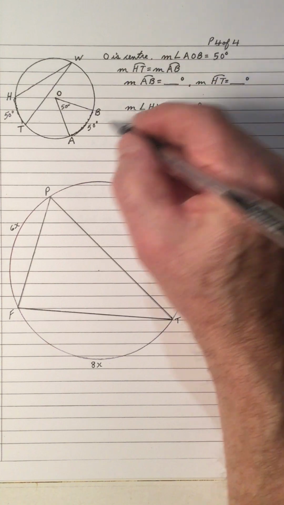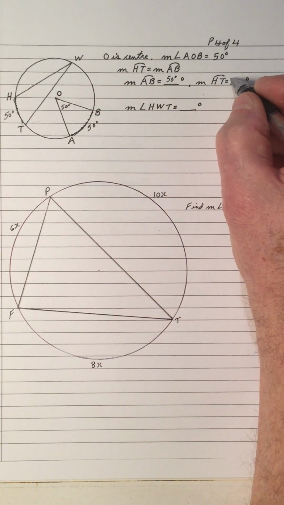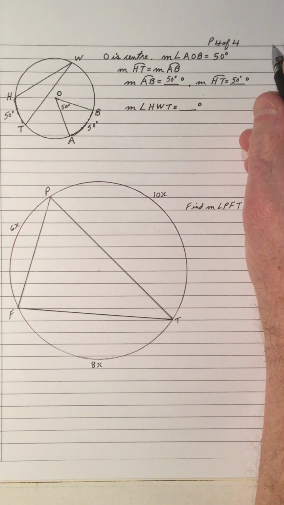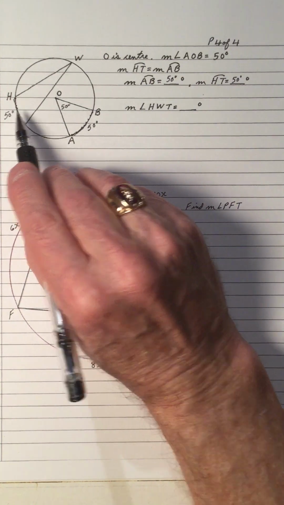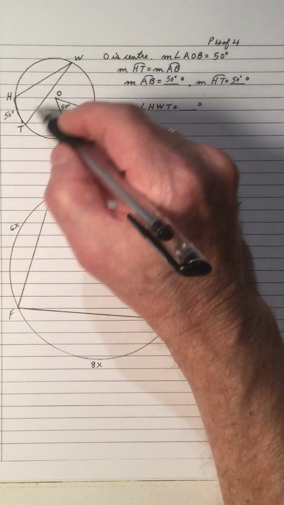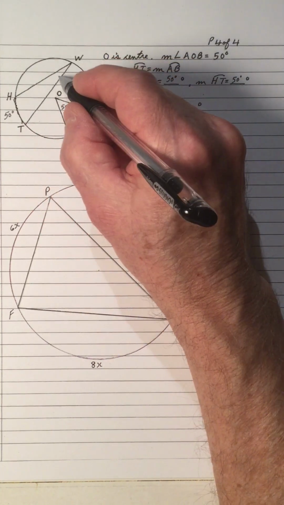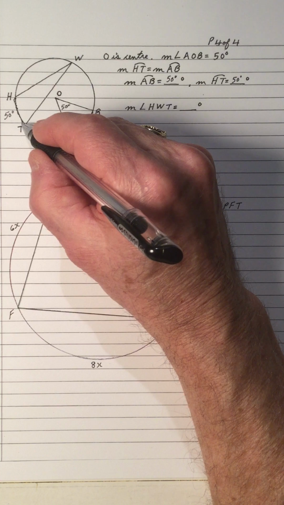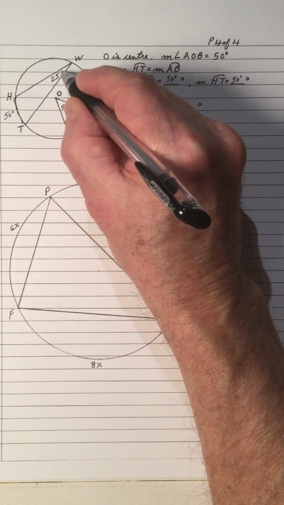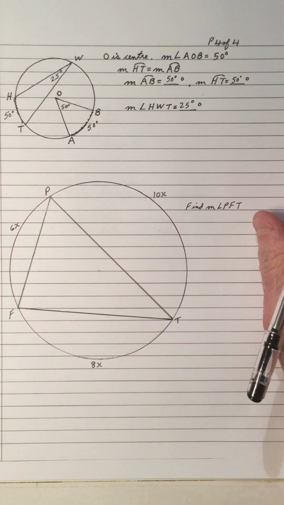So we have AOB is 50, and the arc HT is 50 because they're equal to each other. So what is the measure of the angle HWT? HWT is an inscribed angle, and the inscribed angle is half the measure of the intercepted arc. Since HT is 50, this angle must be 25. Just another little problem to do.